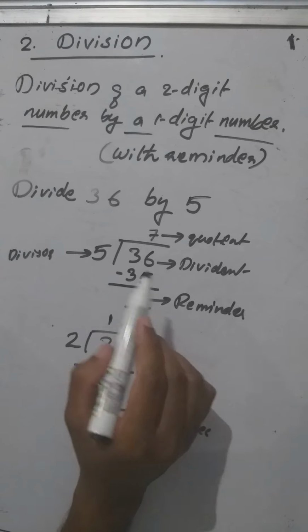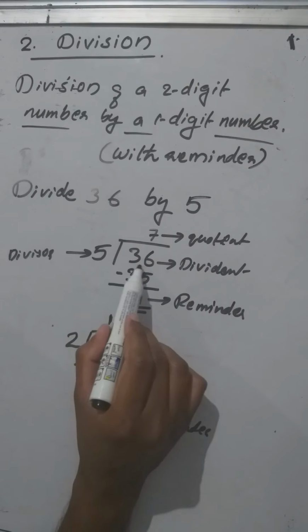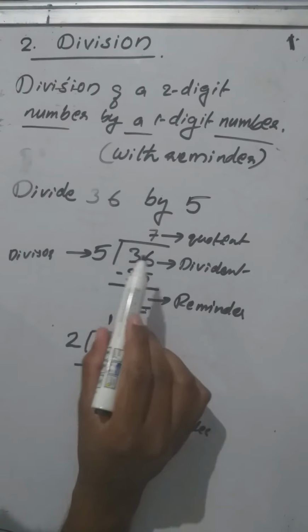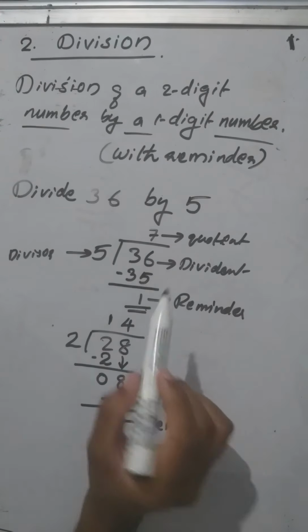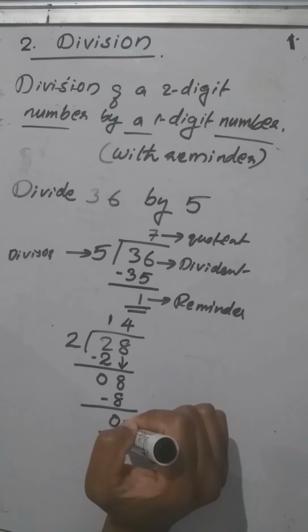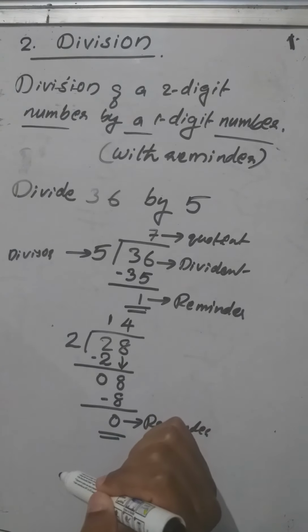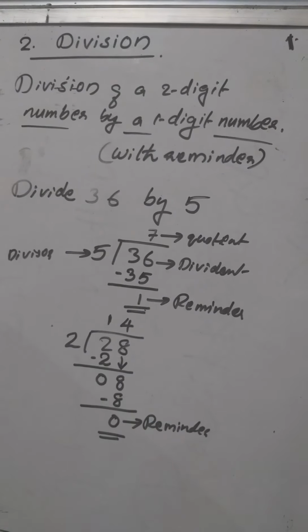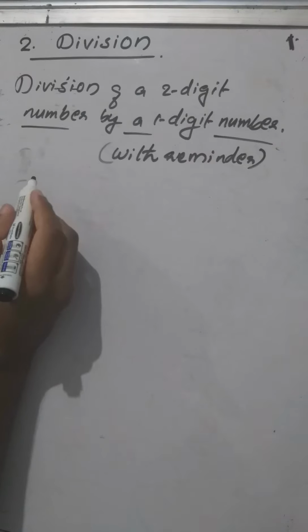That means this 28 is divisible by 2. In the previous question, when we divided 36 by 5, we got the remainder 1. That means 36 is not divisible by 5. Here 28 is divisible by 2 because we got the remainder 0. Let's do one more example.